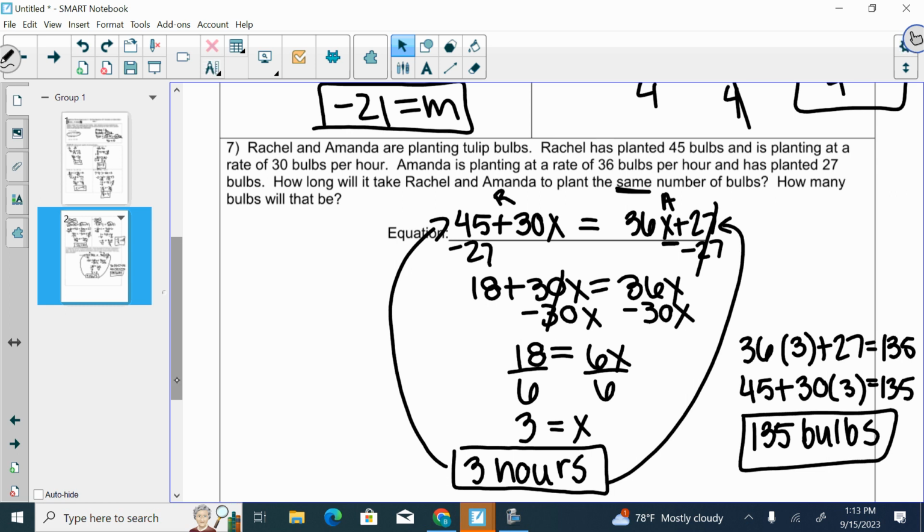Alright. Yes? When do you know when to plug it back in? It just depends on what they ask you for. So here they said, how long will it take? And that's what we got first, right? Which was hours. But then they asked a second question right here. They said, how many bulbs will that be? So we have to go a little bit further because we don't know that answer when we just found the hours. So it'll just depend on what they ask.